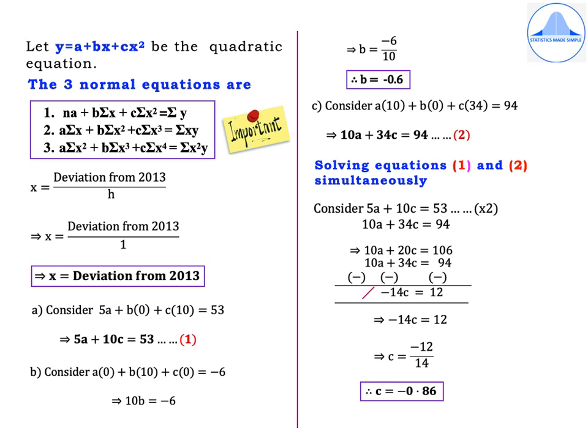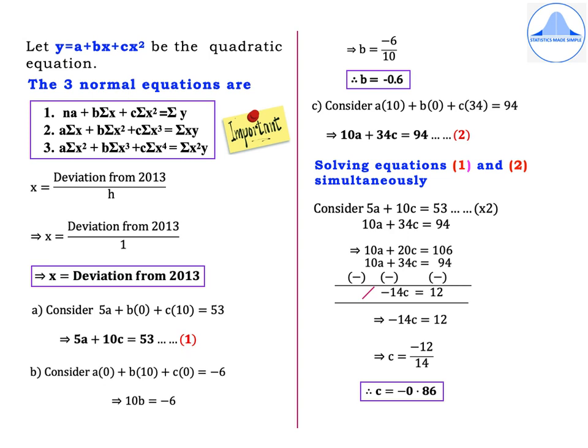So what I'm going to do now is I'll multiply the first equation by 2 so that the coefficient of a in the first and the second equation are the same. So multiplying the first equation by 2, I get 10a plus 20c is equal to 106, and the other equation you write as it is, that is 10a plus 34c is equal to 94.